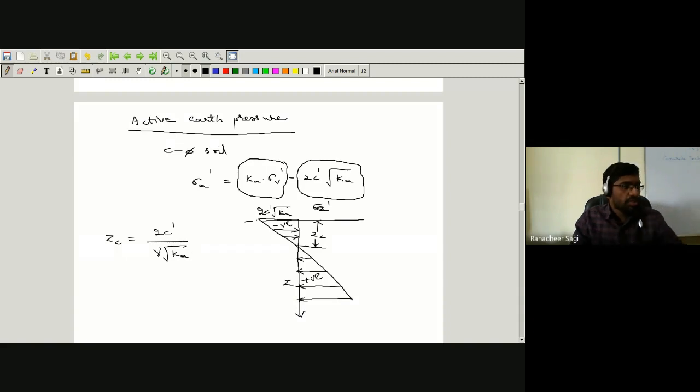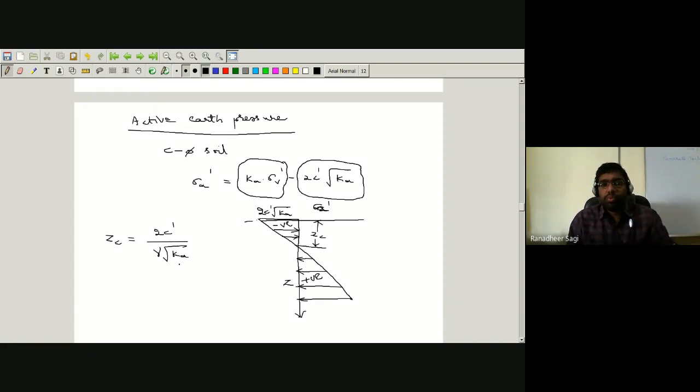Please correct me if I am wrong. Yeah, so this was the expression we had for Zc, that is what we call the depth of the tension crack. So till what particular depth we are going to have the tension crack developed in the soil because of the tensile stress. So we said that Zc value is equal to 2C dash by gamma into under root Ka.